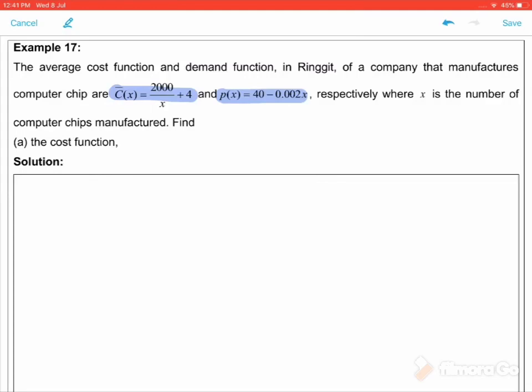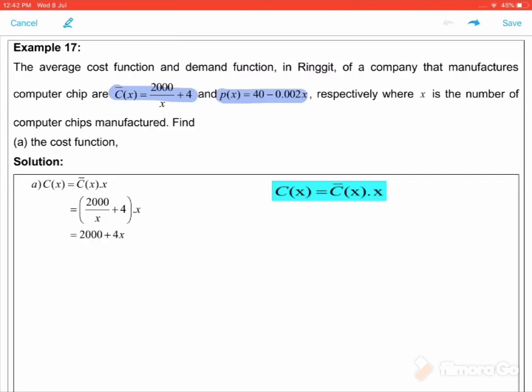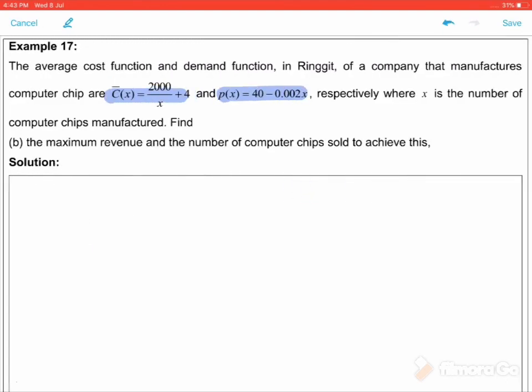Since the question already gave the average cost function, we can obtain the cost function by multiplying the average cost function with x. This is the formula for the cost function. So we just substitute the average cost function and multiply with x. After we simplify, you will get the answer 2000 plus 4x. 17b.